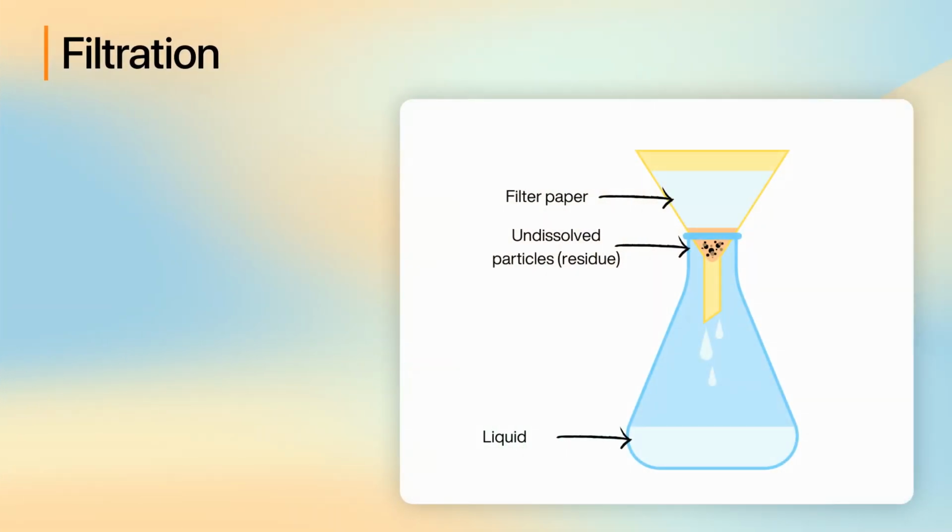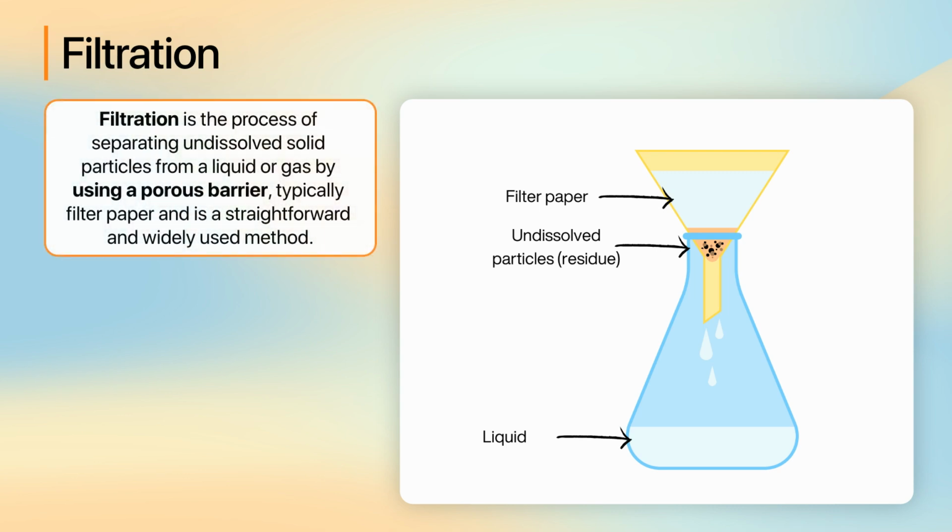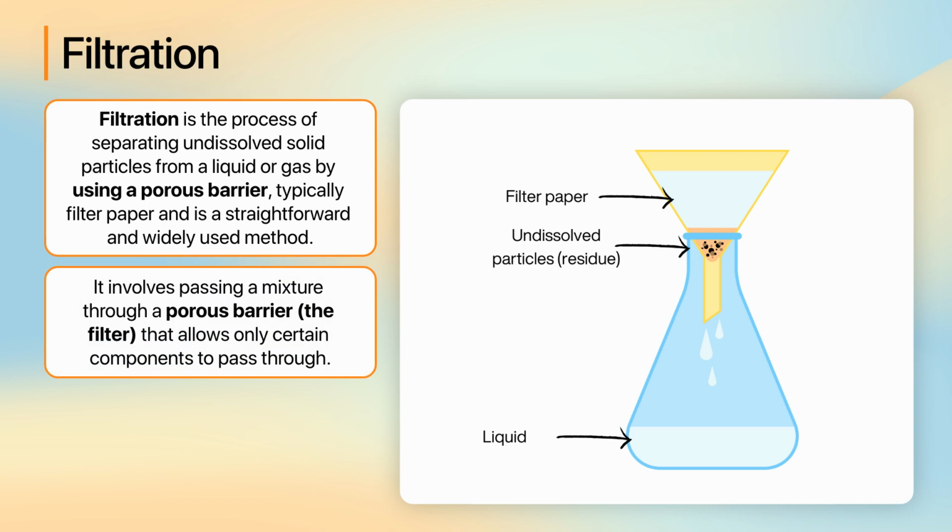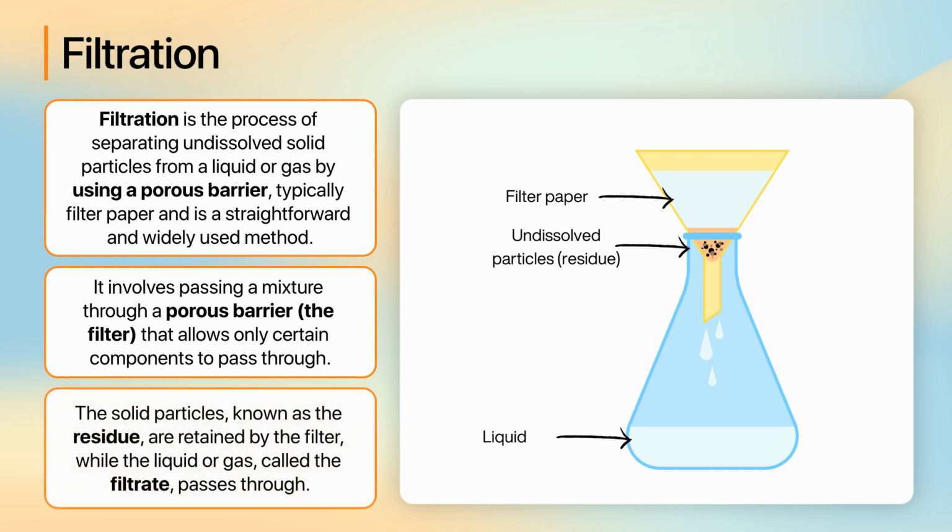First up, filtration. Filtration is the process of separating undissolved solid particles from a liquid or gas by using a porous barrier, typically a filter paper, and is a straightforward and widely used method. It involves passing a mixture through a porous barrier, the filter, that allows only certain components to pass through. The solid particles, known as the residue, are retained by the filter, while the liquid or gas, called the filtrate, passes through.